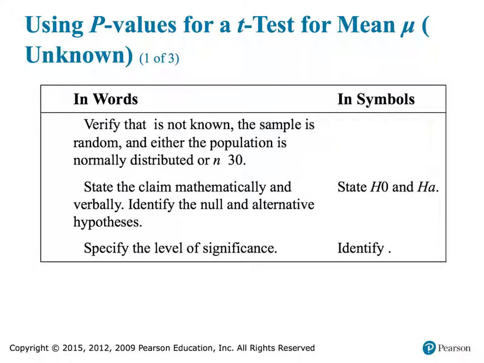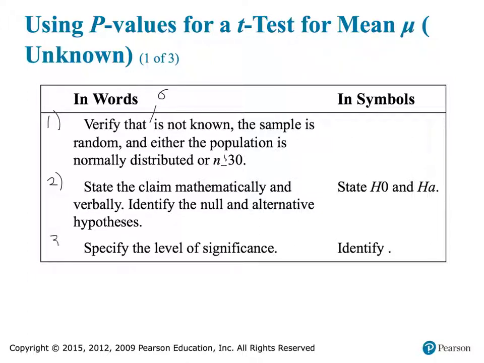Okay? So, step 1, verify that sigma is not known and that the sample is random, and either that the population is normal or that n is large, greater than or equal to 30. Second, state the claim mathematically and verbally. Identify the null and alternative. The claim may be in the null, it may be in the alternative. We'll have to see based upon the wording of the question.